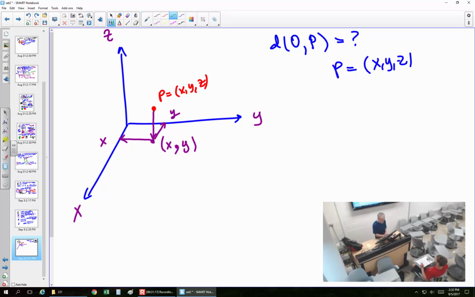Let me pick the green one. I'm going to the xz plane. This is the point, and it has coordinates x, z. Once again, we're building a little cube here. Not a cube, a box, with dimensions x, y, z. Finally, the last one: I'm going towards the YZ plane like this.